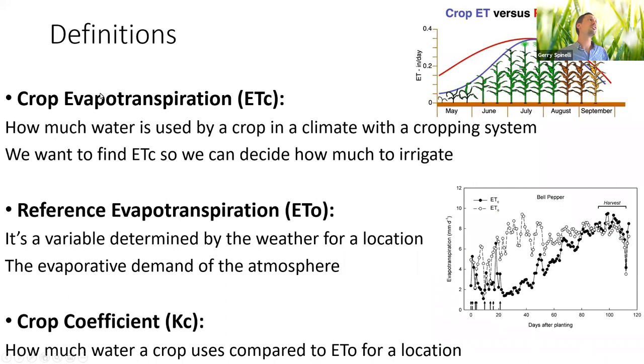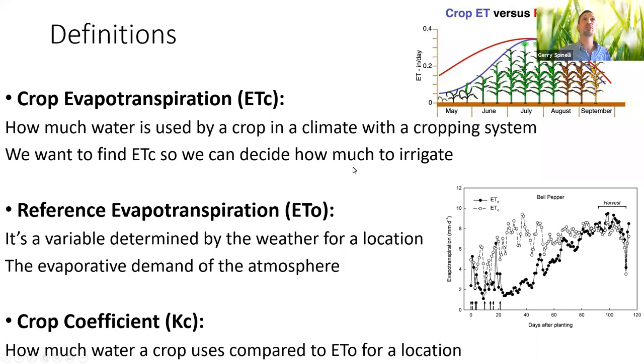Definitions. Crop evapotranspiration is called ETc, and this is what we're after. It tells you how much water left from your plants, how much your crop used, and it is determined by your climate. If it was windier or hotter, we lost more water. It's also determined by your cropping system: how wide your beds are, and whether the alleyways between rows of avocados have grass in them or not. So we want to find this ETc so we can decide how much to irrigate.